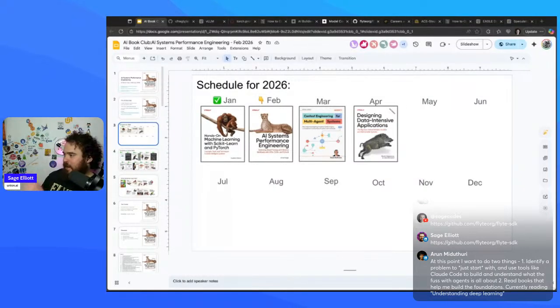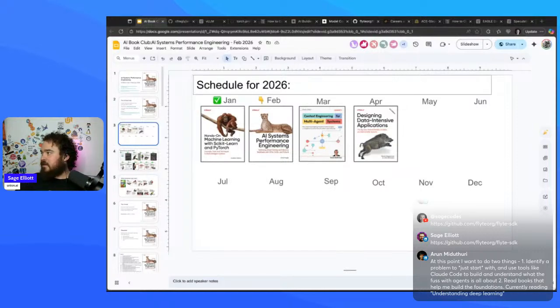All right, we got the two things now. Everyone said at this point they want to do two things: identify a problem to start with, and use tools like Claude Code to build and understand what the fuss with agents is all about. And to read books that help me understand the foundations. Currently reading Understanding Deep Learning. I'm not sure if you've seen that book.